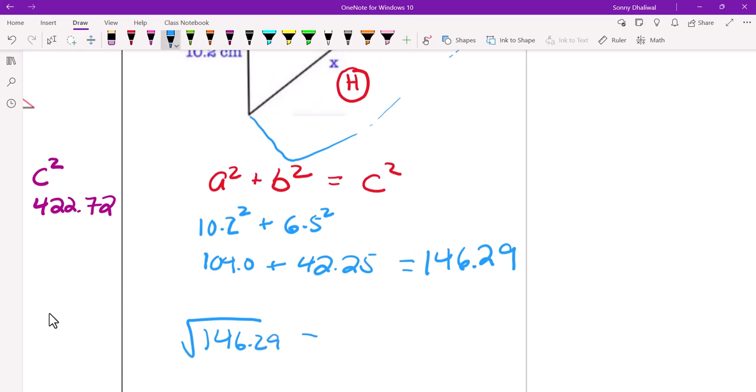146.29, which is 12.09. Say we want it to one decimal place. What would the answer be? 12.1. What should our units be? 12.1 centimeters. We're measured in centimeters. Okay? All right.